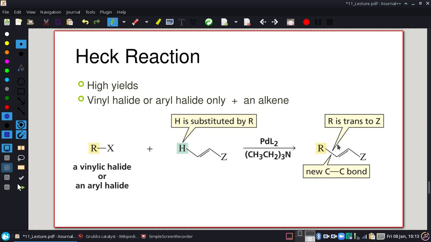But here's where this one's neat. It turns out it's the hydrogen that's on a vinyl position that gets replaced by the R group. So it's not a nucleophile or a halogen that leaves. It's actually a hydrogen. So the Z group there stays exactly whatever it was. So very high yields, a lot of versatility, still palladium and a ligand.